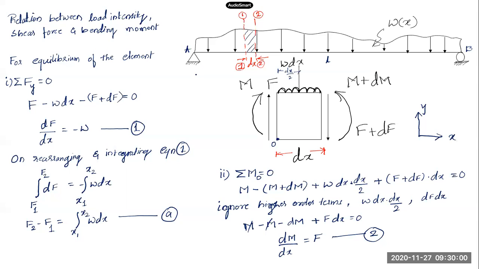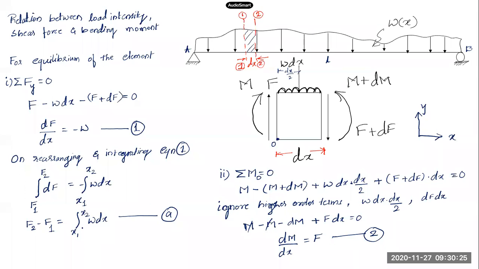In addition, you have the condition for maximum bending moment. For maximum bending moment, dm by dx, or the shear force F, should come out to 0. So on this basis, we can find out the section where bending moment is maximum and also what the maximum bending moment is. That can be obtained over there.